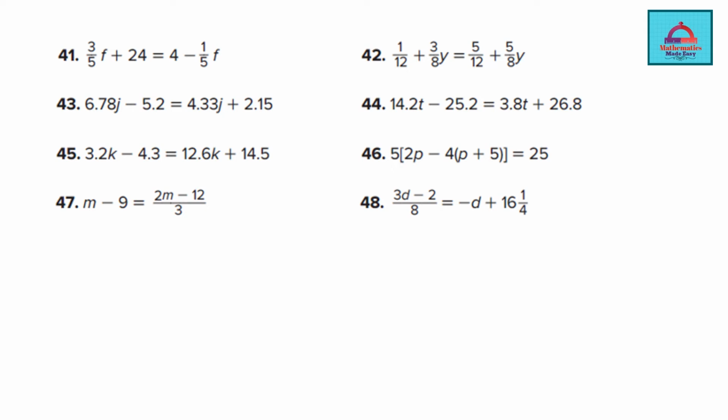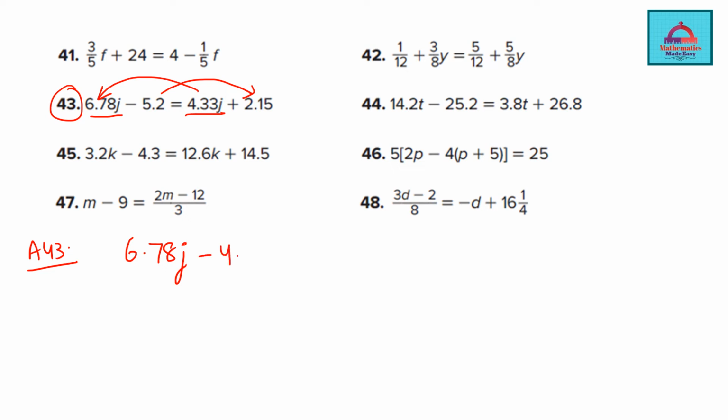Okay, so let's solve question 43 here because it's a different kind of question. It has decimals. The variable is j. So you will combine these two together and these two together. So move it here and move this here. So answer 43, 6.78j. When it moves to the left, it becomes negative 4.33j is equal to 5.2 plus 2.15.